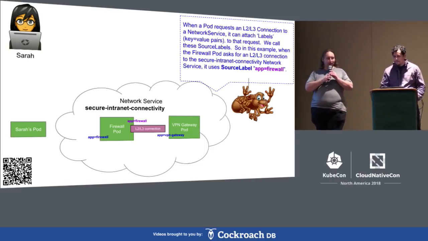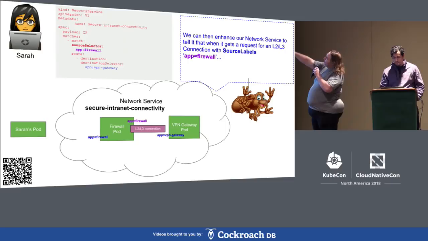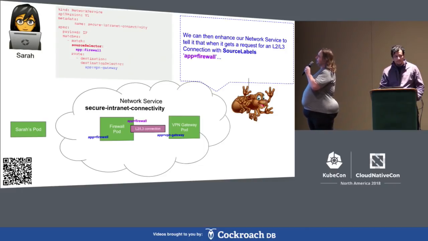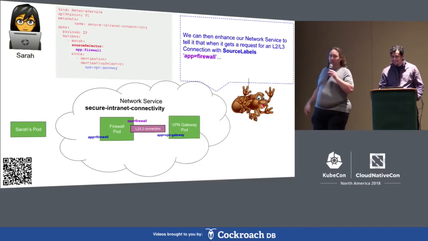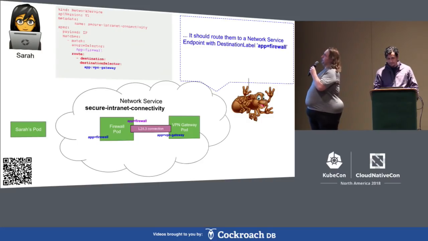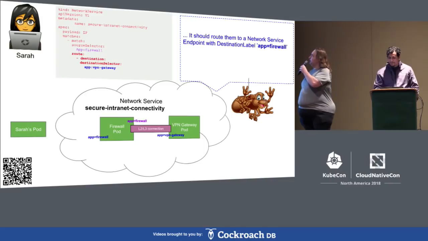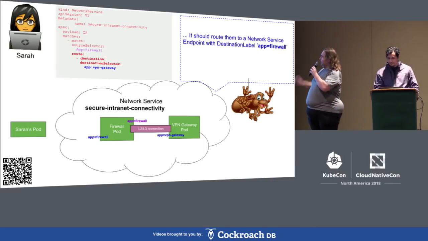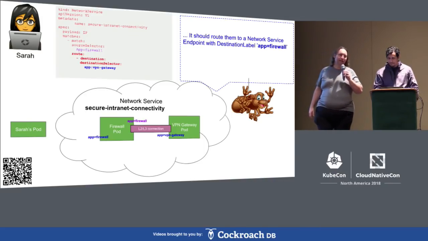Yep. And so, moving on to the really exciting slide, we take the same definition we had for a network service before, and we add to it a list of matches. In this case, we have a match that says it's got a source selector for app equals firewall. That source selector matches this connection request from the firewall pod because it has app equals firewall as its label. The result of that match is a route with a destination selection, app equals VPN gateway. That is how we select which network service endpoint to connect this request to.